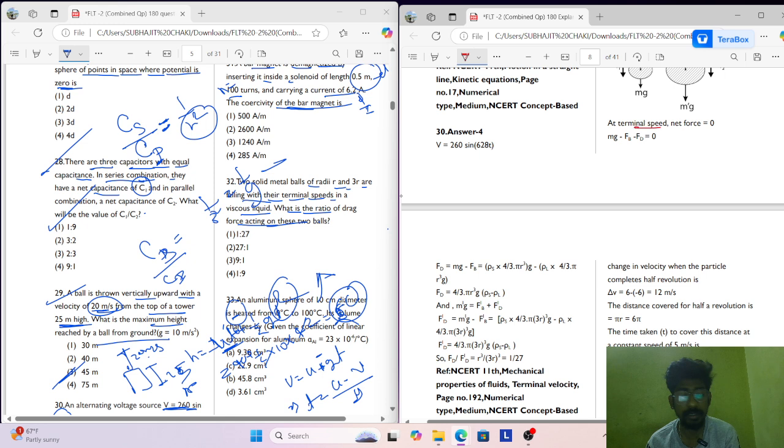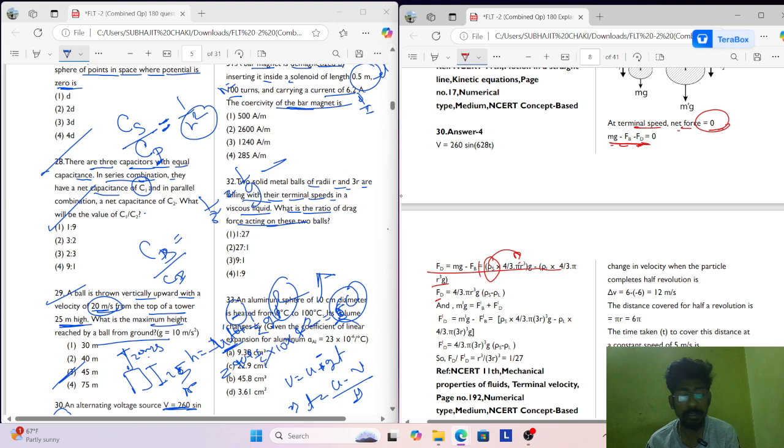Yeah, terminal speed. At terminal speed, the net force is 0. So from this free body diagram, we can see mg minus Fv minus Fd, the drag force, and the force applied by the liquid. So just put all the values here. This Fv is equal to what?